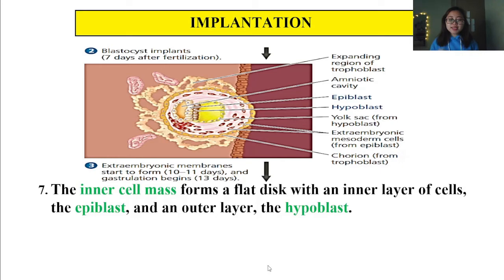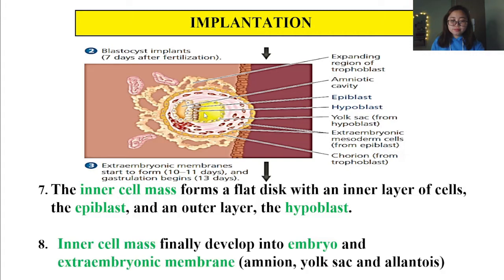Continuing on, the inner cell mass will form a flat disc with an inner layer of cells, the epiblast, and an outer layer, the hypoblast. So, apa yang berlaku di dalam, okay, sel di dalam tu, the inner cell mass, dia akan start bentuk satu disc, macam disc yang leper. Okay, so that part of the cell, satu bahagian digelar sebagai epiblast, satu bahagian digelar sebagai hypoblast.